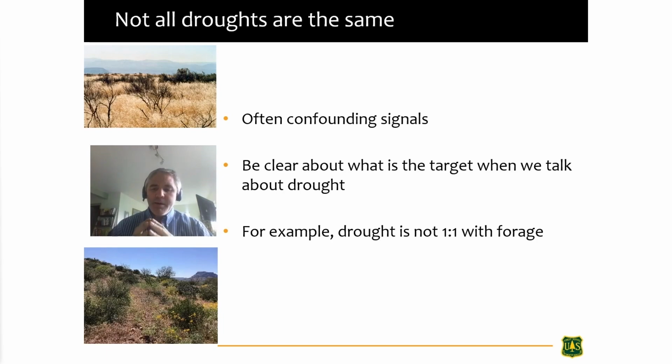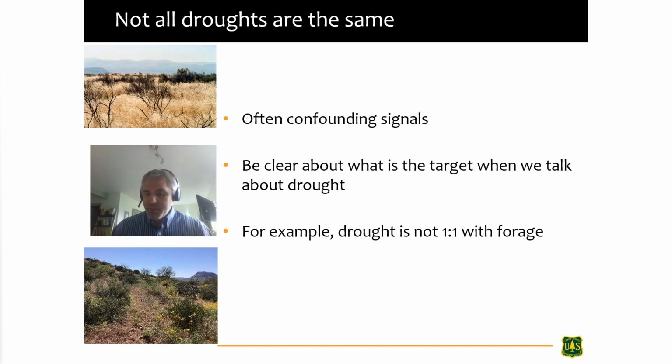When we're talking about drought, it's important to be on the same page that not all droughts are the same. And oftentimes we get conflicting messages or conflicting evidence. One indicator might tell us we're droughty, the other one might tell us we're not droughty. So to avoid some of this, it really helps to be clear about what the target is when we talk about drought. Again, not all droughts are the same.